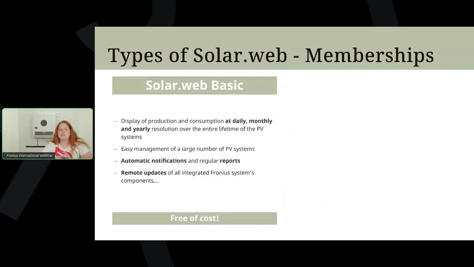But let's talk about the different kinds of SolarWeb memberships that you can have. There is a free version. It displays the production and consumption at a daily, monthly, and yearly resolution and covers the entire lifetime of your PV system. Also, you can easily manage a large number of PV systems. You can get automatic notifications and have regular reports, and also you will be able to do remote updates.